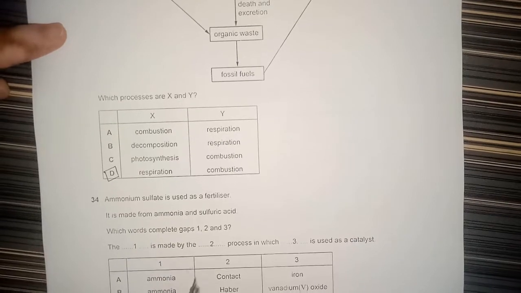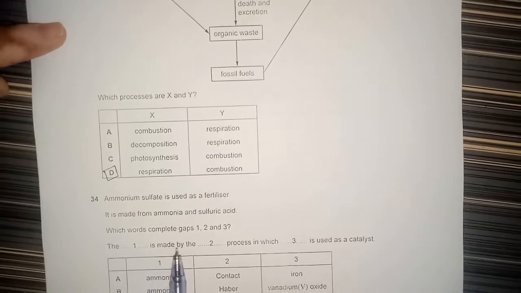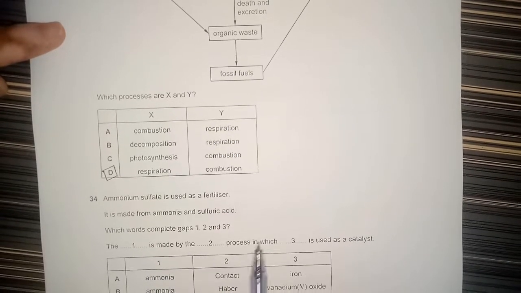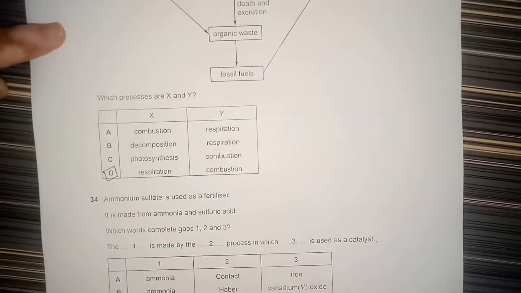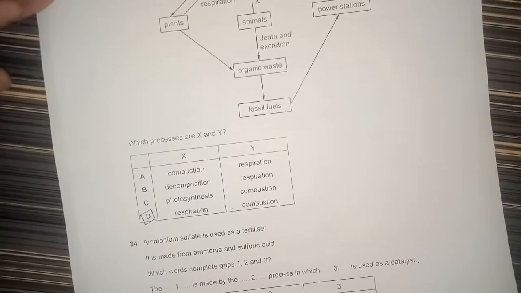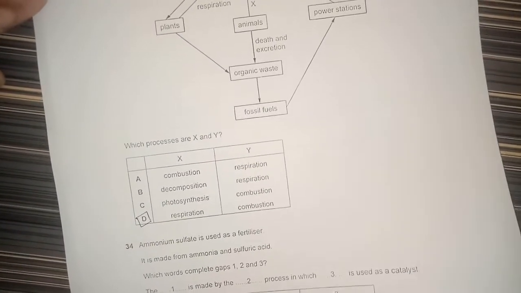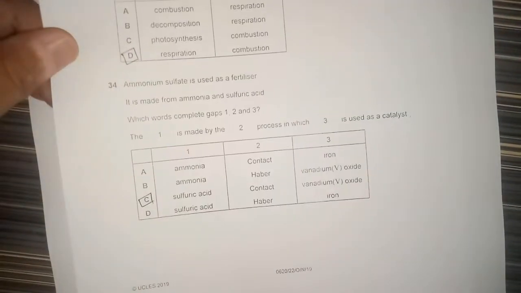Then we have to go for sulfuric acid. Sulfuric acid is made by the contact process and vanadium(V) oxide is used as a catalyst. So that's why C is true. Because the connection with the Haber process was not completing, that's why we have to choose the sulfuric acid, and for sulfuric acid the right option is C.